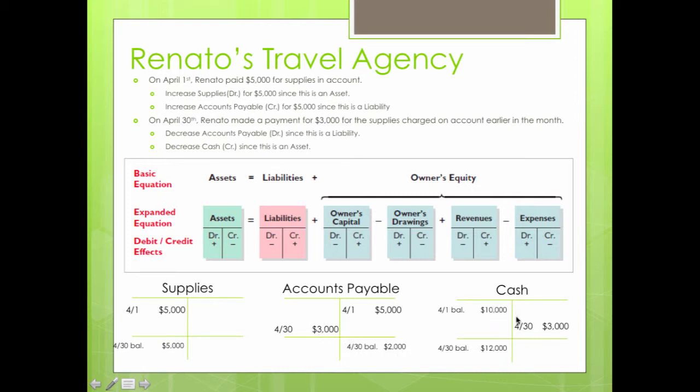And the same thing for cash. We started with a balance of $10,000. Then we took out $3,000 in the cash account to make the payment for the credit card as a credit. And if you see that debits are greater than the credits, so we're going to have a debit balance. And in this case, it's $12,000. And the way we came up with that is $10,000 that we started. We took out $3,000. We end up with $12,000. This is the first part of what you would need to know for your homework assignment.